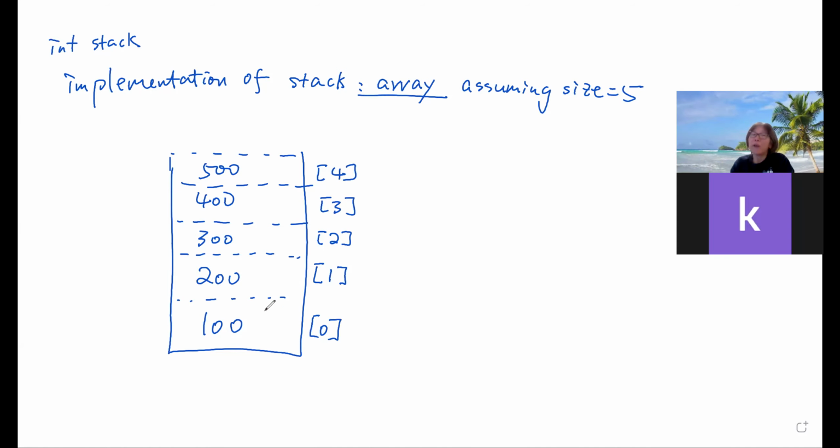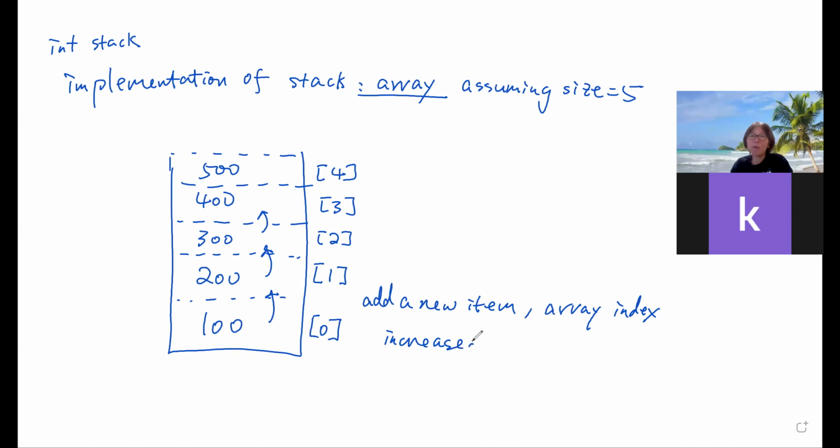If we take a close look, we can also find that each time we add a new item, the array index is increased by 1. It starts at 0, then 1, then 2, then 3, then 4. So each time you add one, the array index is increased by 1.